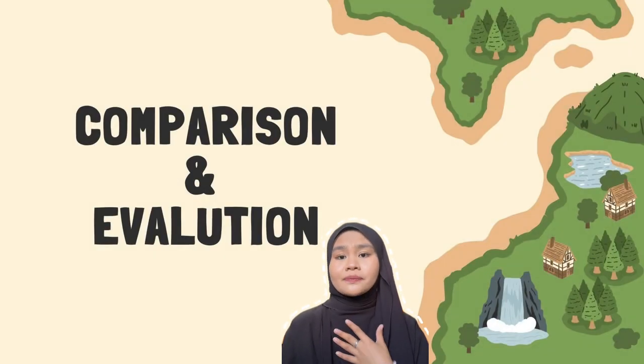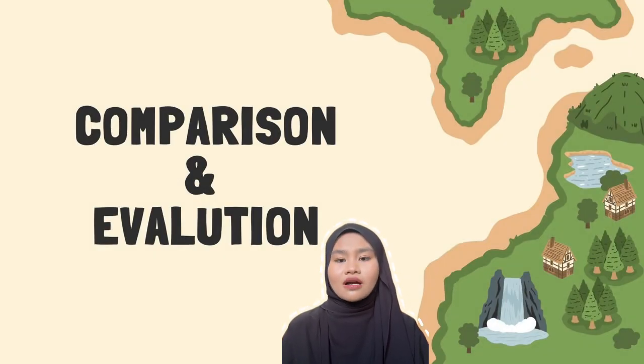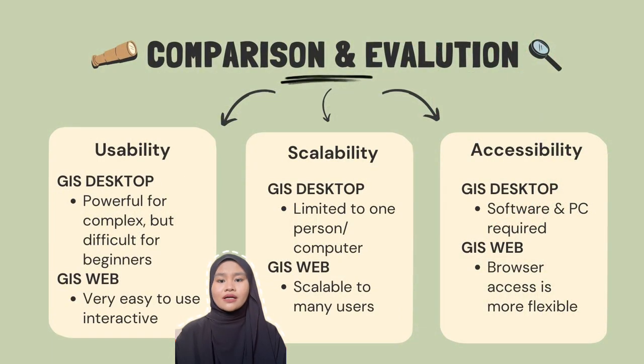Next, I will present the result of the comparison and evaluation between the two platforms in Geographic Information System, namely Desktop GIS and Web GIS. We are often confused about which is better for our project. However, the choice actually depends on three main aspects. Among them are usability, scalability, and accessibility. Let's look at the main aspects one by one.